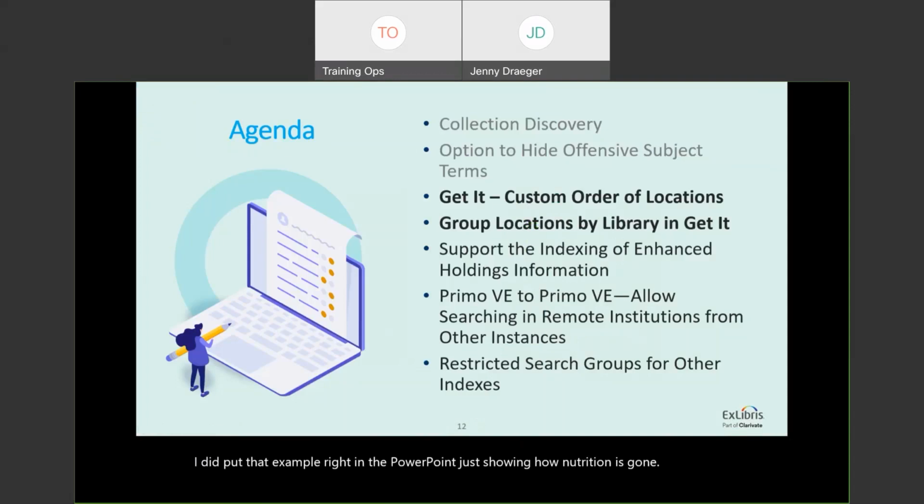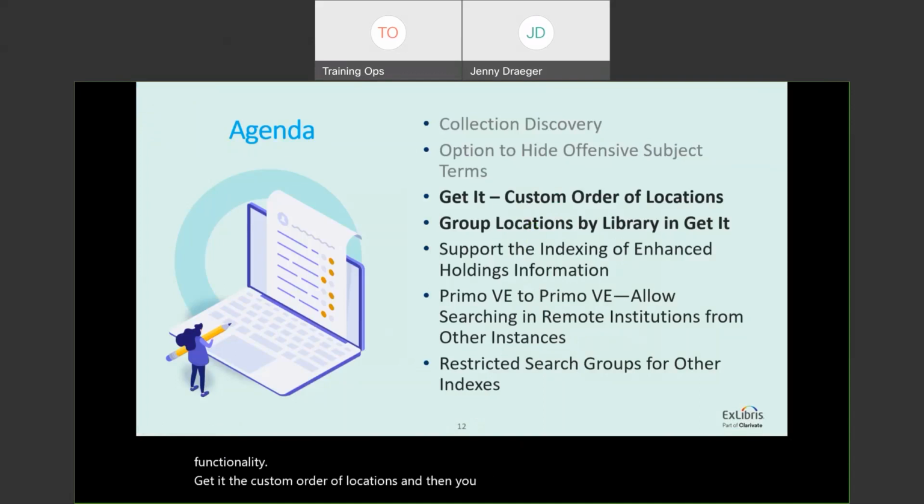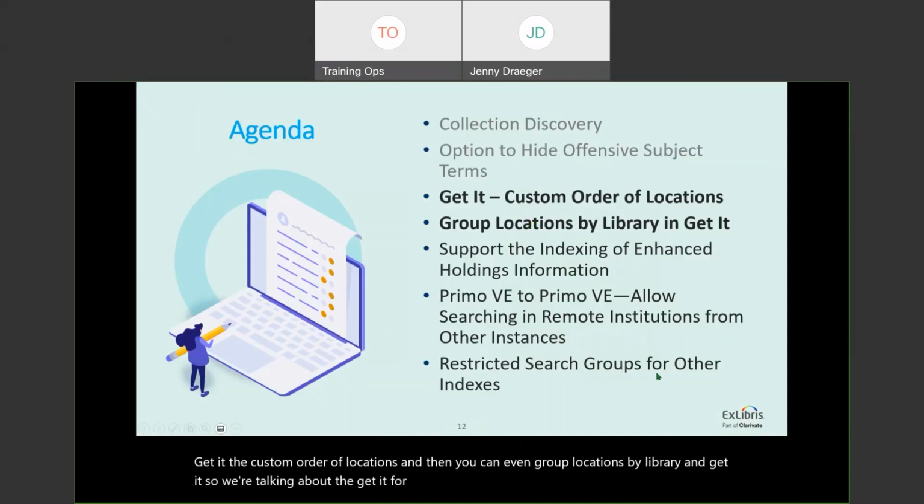So our next topic is two different new features or pieces of functionality: Get It, the custom order of locations, and then you can even group locations by library in Get It. So we're talking about Get It for physical resources.